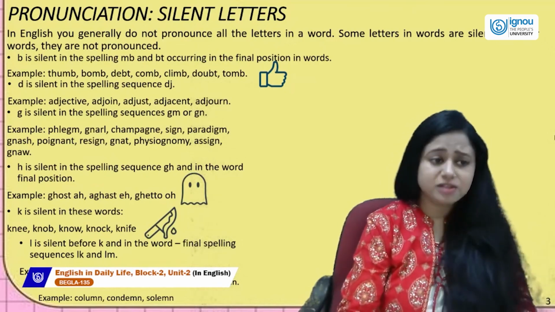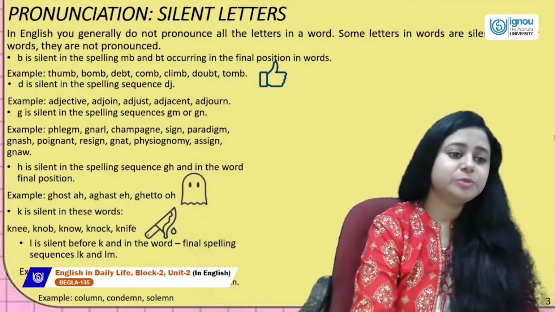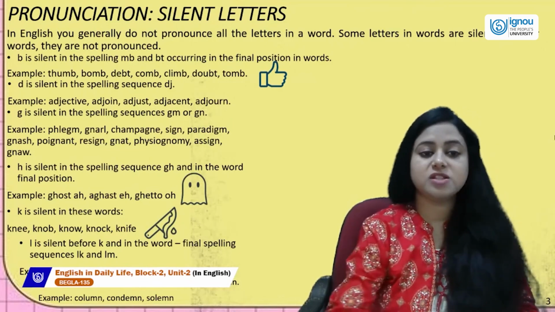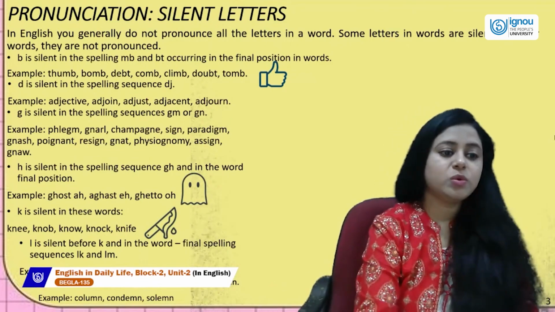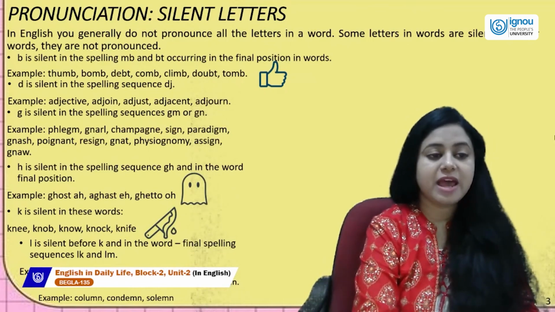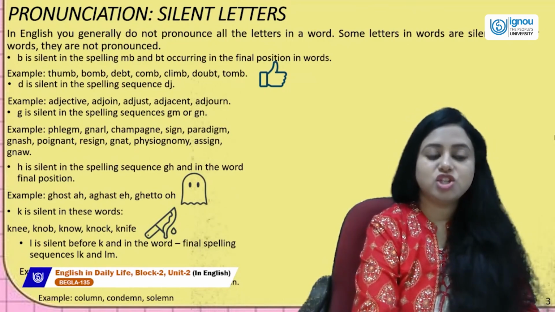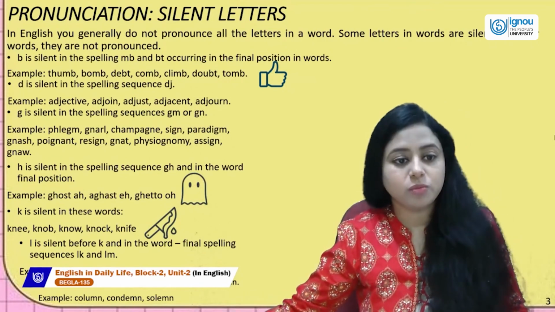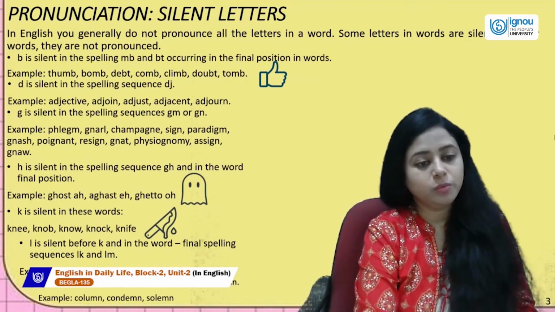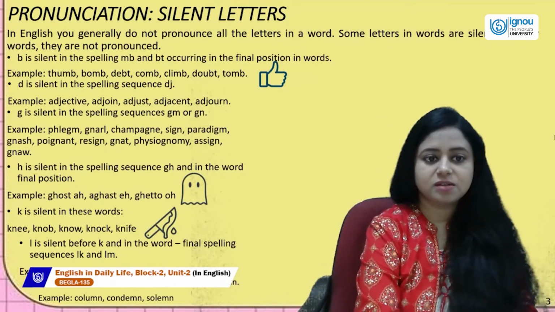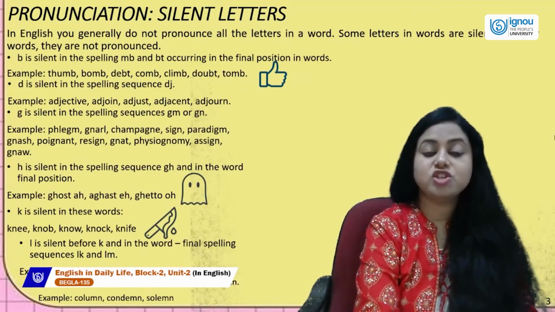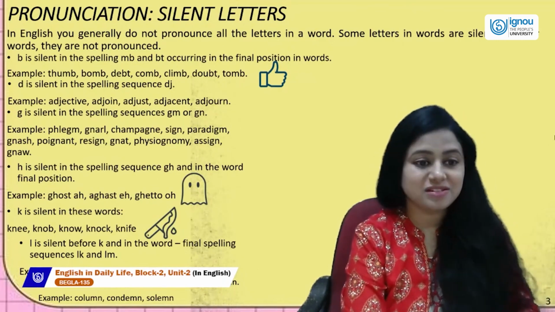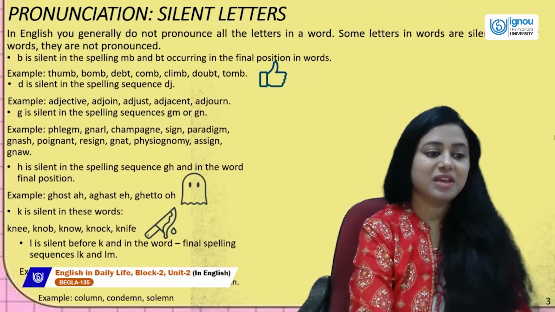Now let's look at the next group. Here D is silent in the spelling sequence where DJ is used. So when you say adjective, you don't pronounce the D. Adjoin. So the chairman is in the adjoining. Okay. You don't pronounce the D in adjoining. Adjust. Adjacent. Adjourn. So D is not stressed here. D is silent here.